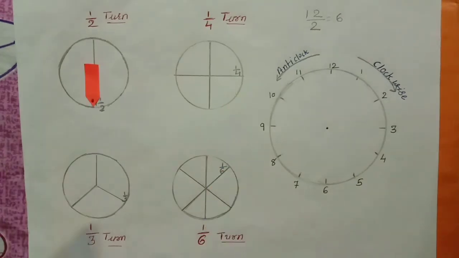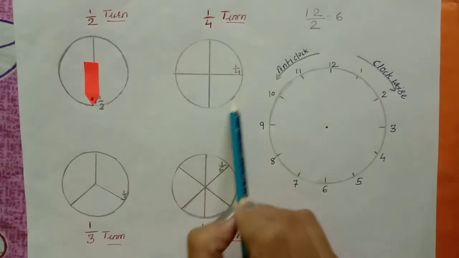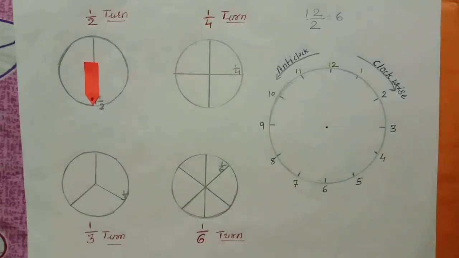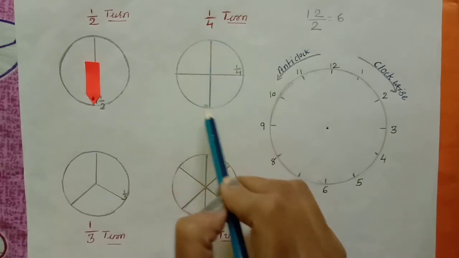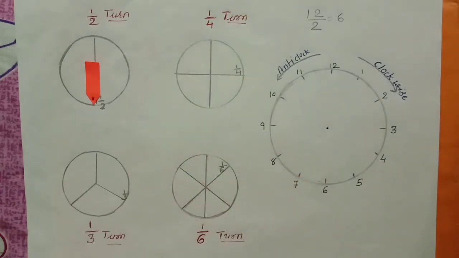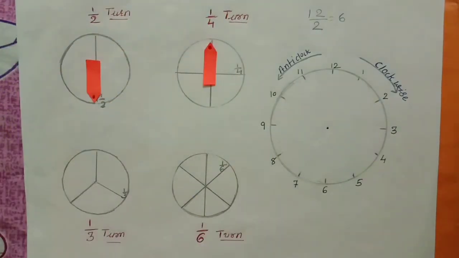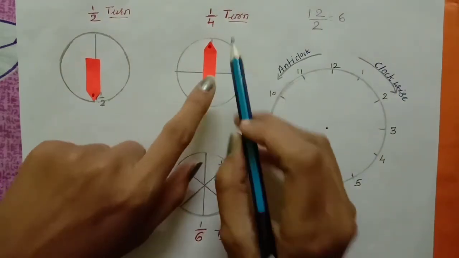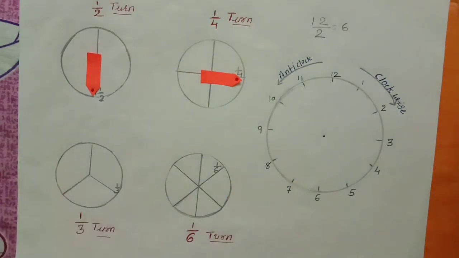Now 1/4 turn. We have a circle. Now we make a fourth part of the circle. In fraction we know very well 1/4 of a whole. That is, this part is a 1/4 part of this whole circle. So if we place an arrow and want to turn it 1/4, then at which side will we turn? At this side we will turn. This is the 1/4 side.